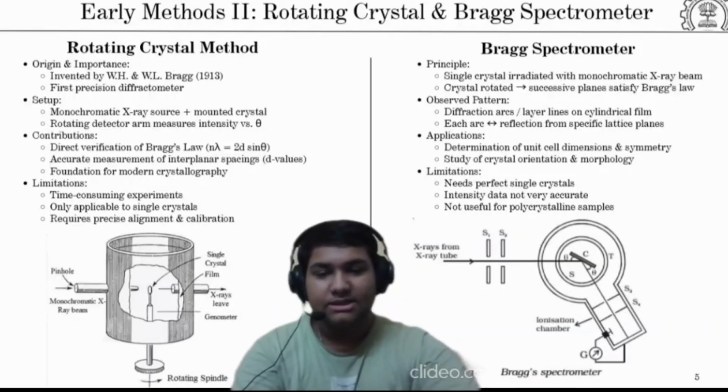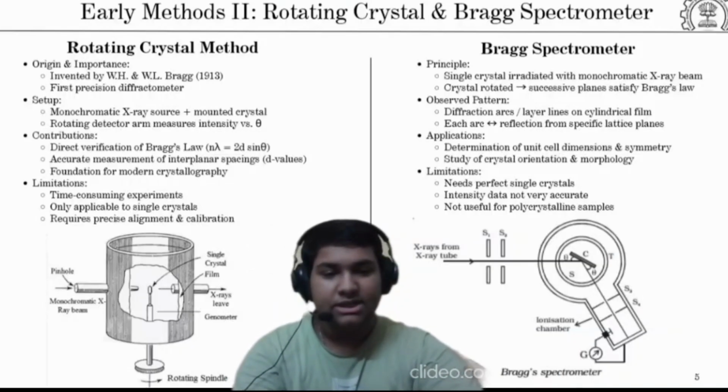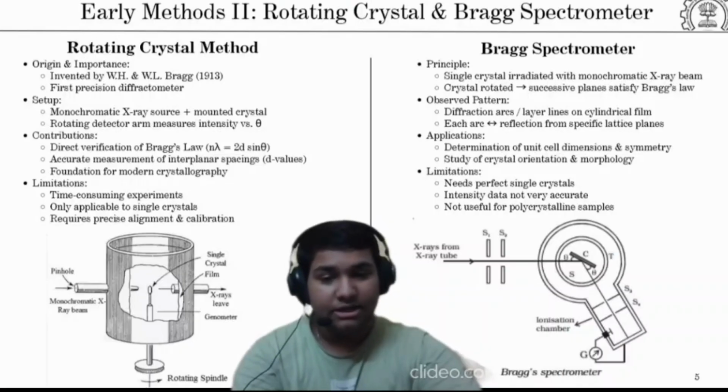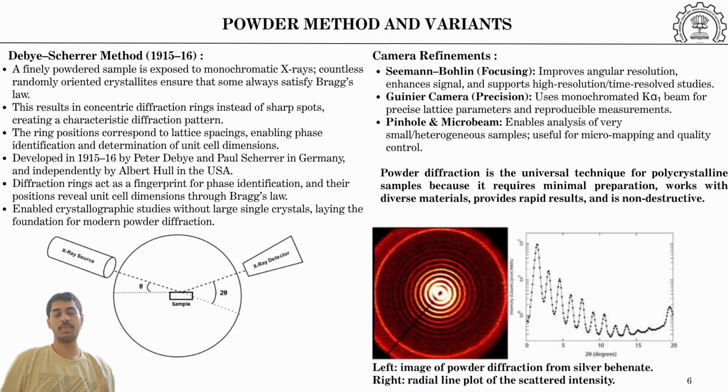Together, these methods gave us the first quantitative way to study crystals and set the stage for the powder method and later diffractometer techniques. Okay, now we are talking about powder X-ray diffraction techniques and its variants. First, we'll talk about the Debye-Scherrer method developed in 1915-16. It was a breakthrough because it allowed crystallographic studies on powdered samples instead of requiring large single crystals.